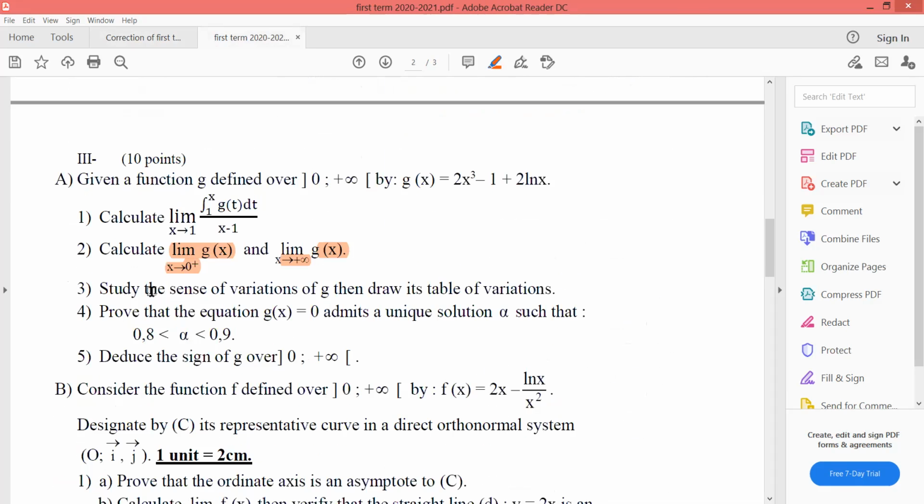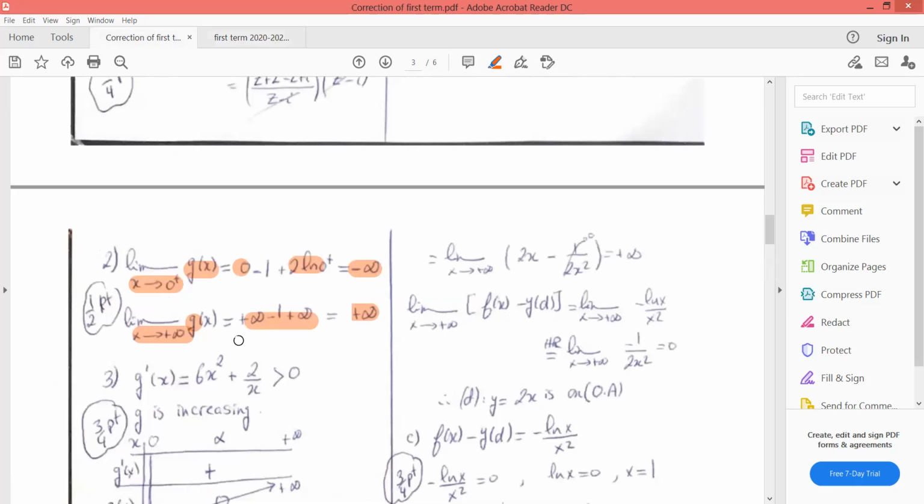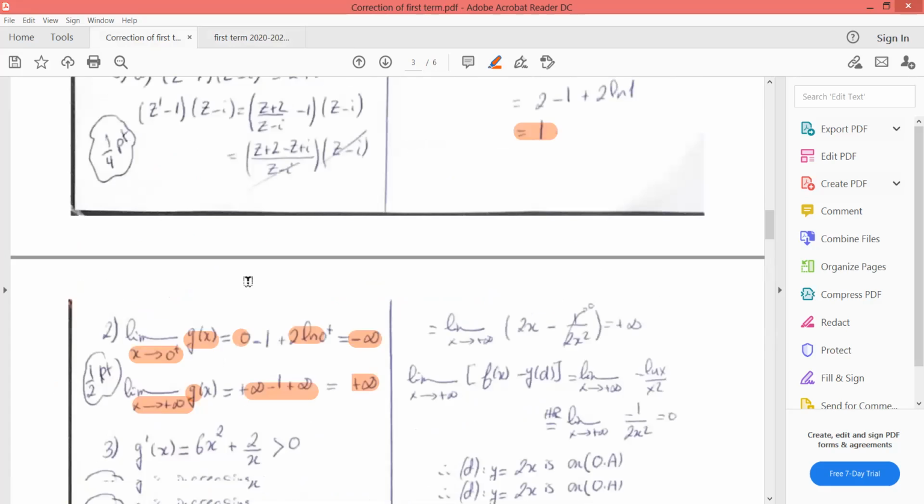Study the sense of variations of g, then draw its table of variations. We have to calculate g prime of x, study its sign, and set up the table of variation.